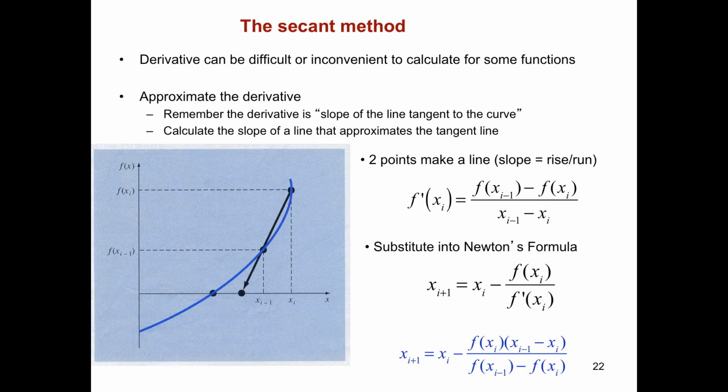If I work it out, this is what I get. Basically I'm just substituting a simple approximation for f prime into this formula, and this is the so-called secant method. So this is for cases where it's not easy to compute f prime for whatever reason.